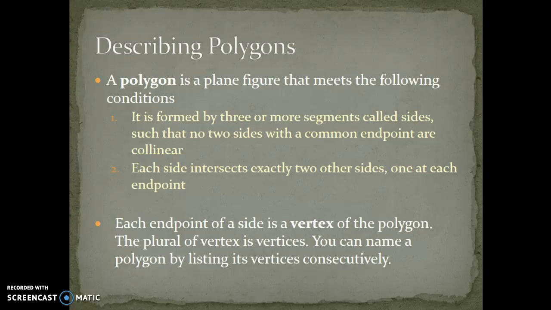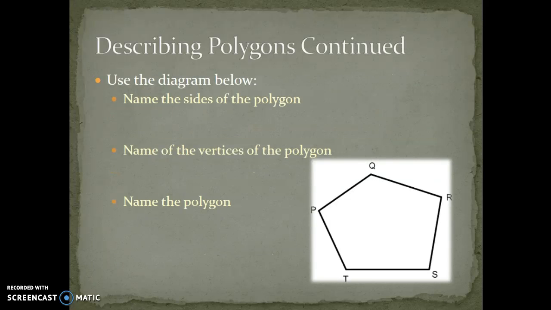overlap at all. Okay? Each of the endpoints, or the points where the polygon meets, is going to be called the vertex. And of course, we already know the plural of vertex is vertices. So to name a polygon, we can name it by using any of its vertices in consecutive order. So I can call this PQRST.